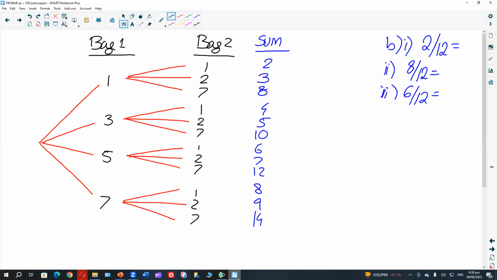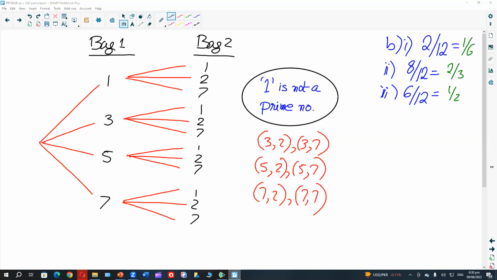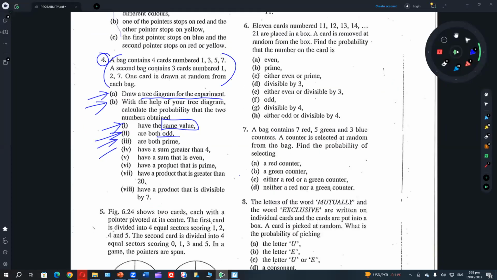Sir, I copied. Yes, but you have to see the next question. This is number 4. Have a sum greater than 4. Read the question number 4. He says have a sum that is greater than 4.